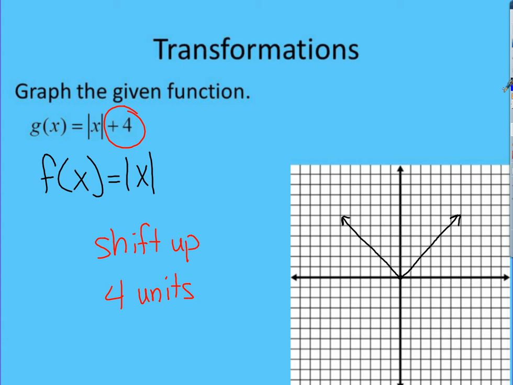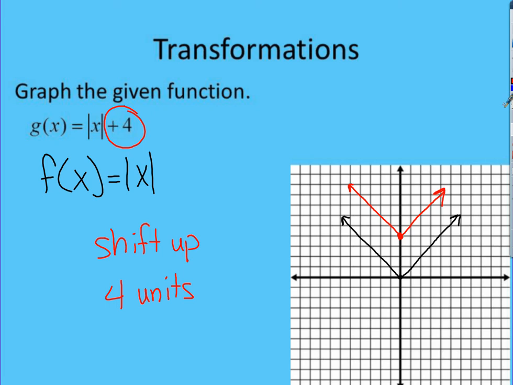So we're going to take our center of our graph. We're going to shift it up 4 units. So instead of being at 0, 0, it's going to be at 0, 4. Everything else about the graph is going to stay exactly the same. On the left side, we still have a slope of -1. On the right side, we still have a slope of +1.